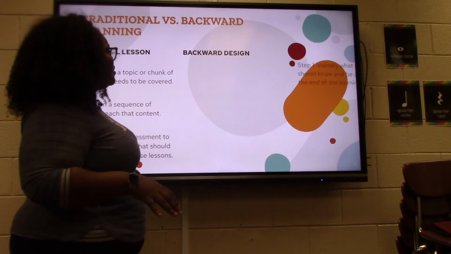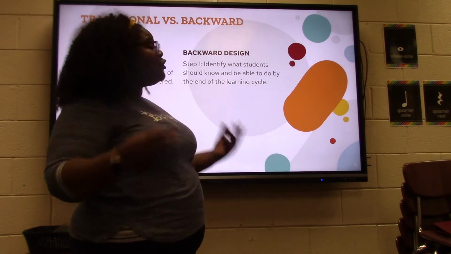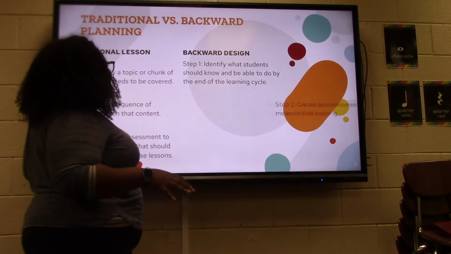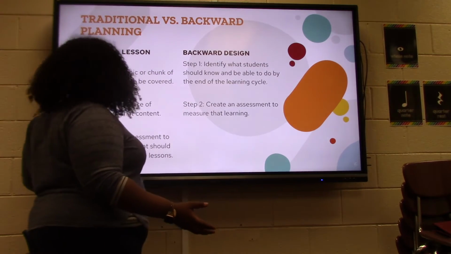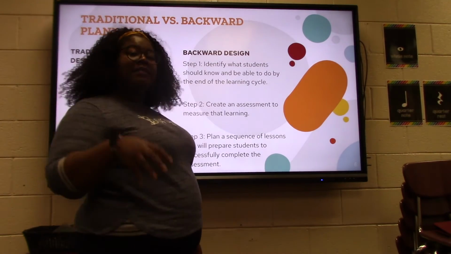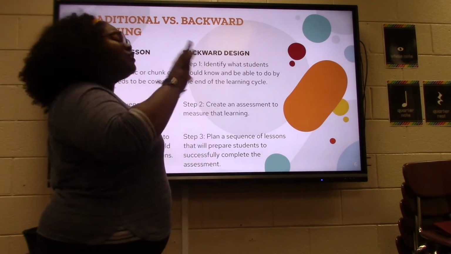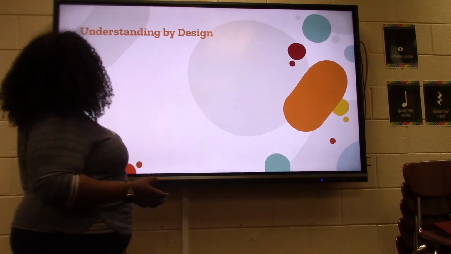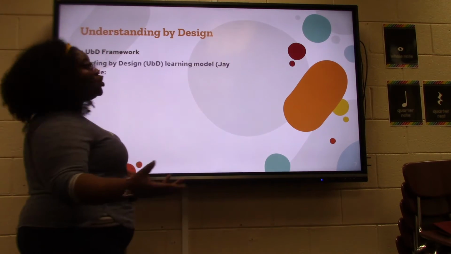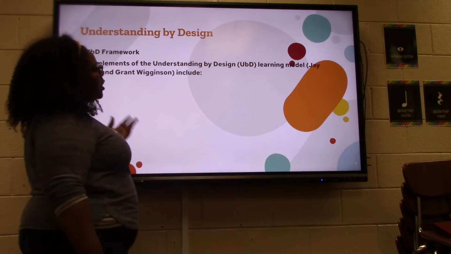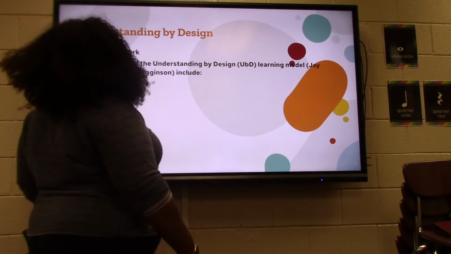So for the backwards design, you want to first identify what the student should know and be able to do by the end of the learning cycle. And then your step 2, you create the assessment so that you can measure that learning. And then step 3, you plan a sequence of lessons that will prepare the students to successfully complete that assessment. So it's the backwards planning design. This system is also known as Understanding by Design, or the UBD framework. The key elements of the Understanding by Design learning model were written by Jay McTighe and Grant Wiggins.